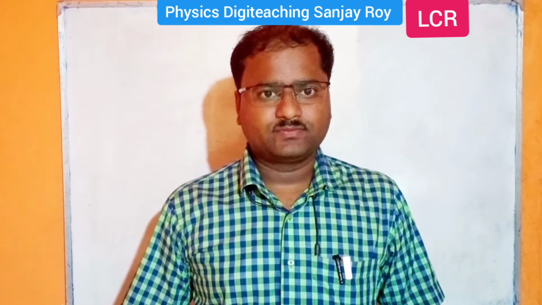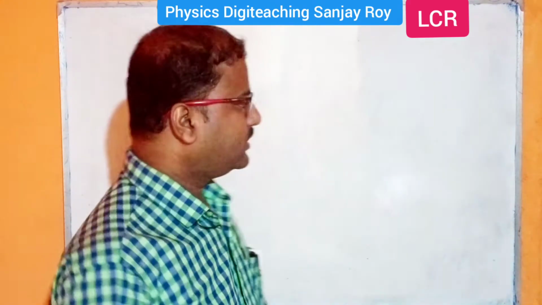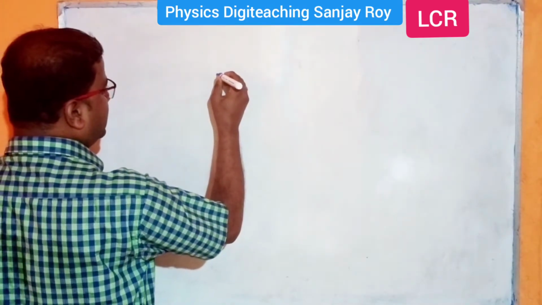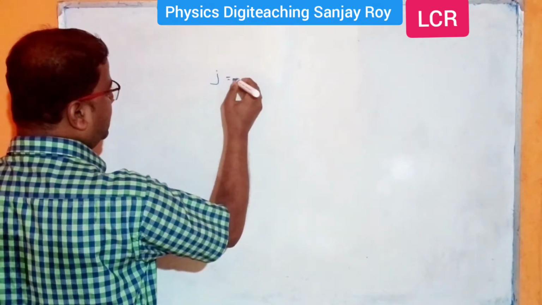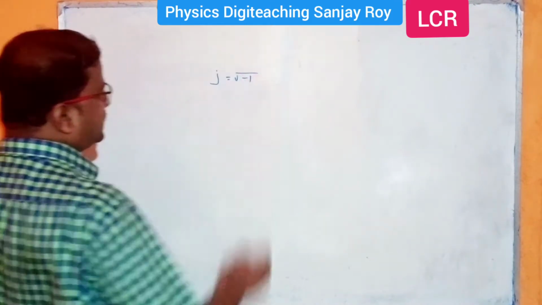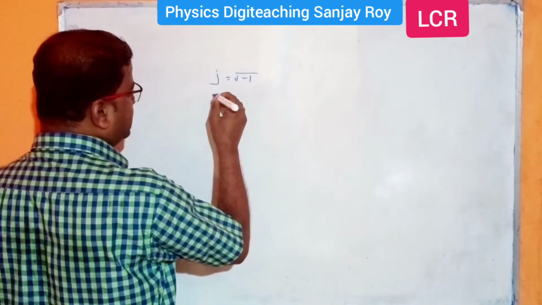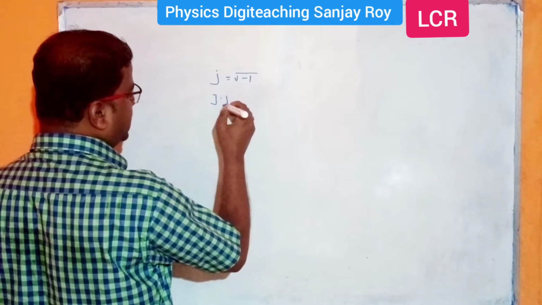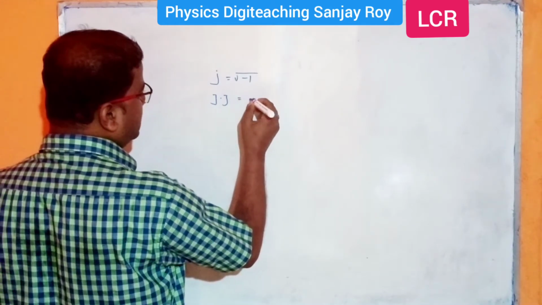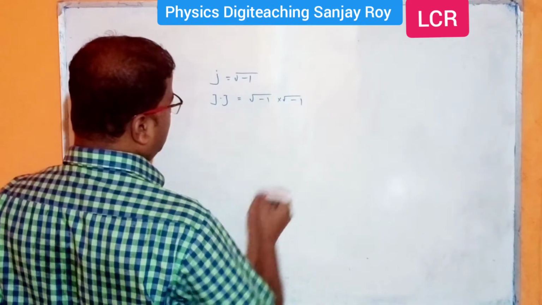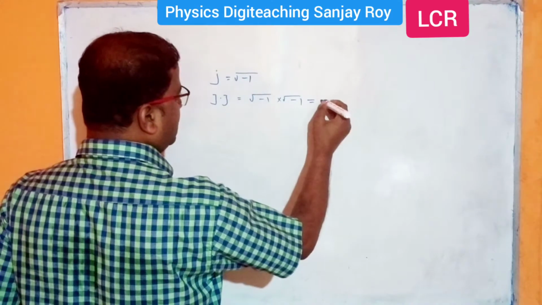And before going to discuss, now we introduce a complex algebra. Okay? We know the imaginary unit, say j equal to root over minus 1. If we write j into j, then we get root of minus 1 into root of minus 1, and it gives minus 1.